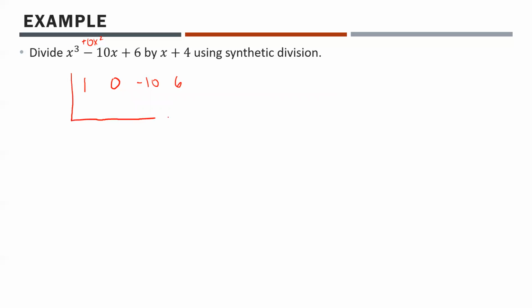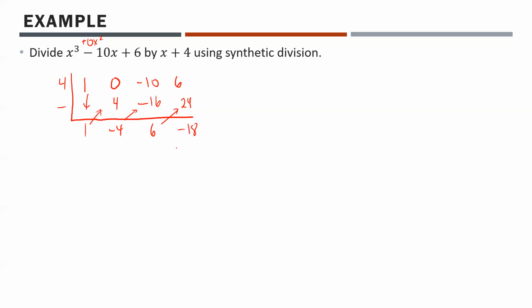Draw yourself the box, leave some room down below it. And then what you put over here on the left-hand side is just whatever you see in your binomial. Well, I see x plus 4, so I'm going to put a +4 here, and we always subtract. Drop down that first term, so the 1's going to drop down here, and then you start that cross-stitching pattern, right? So 4 times 1 is 4. 0 minus, maybe I should draw an arrow there. 0 minus 4 is -4. 4 times -4 is -16. That's how that went there. -10 minus -16, well, that's going to be +6. And then 4 times +6 is 24. 6 minus 24, well, that's -18.